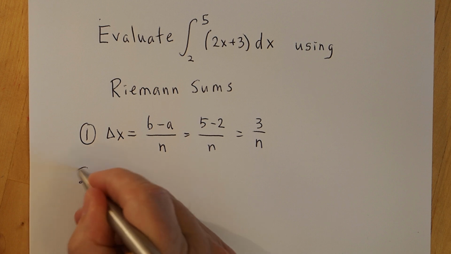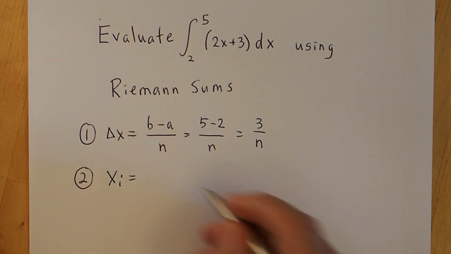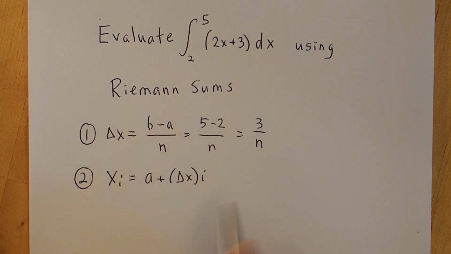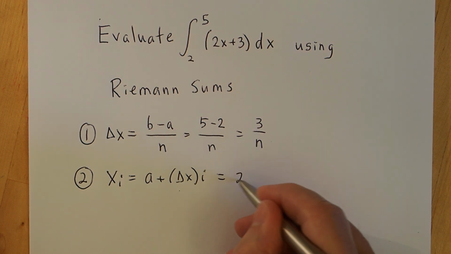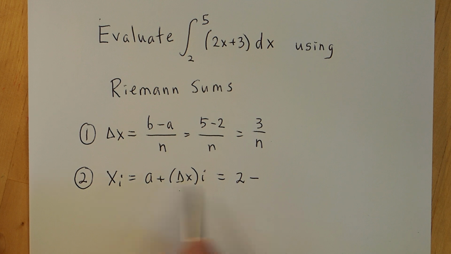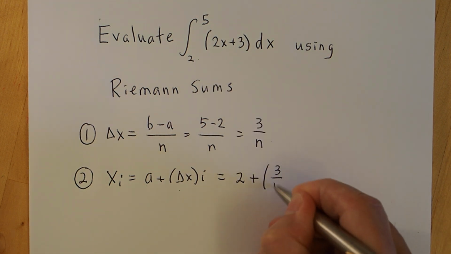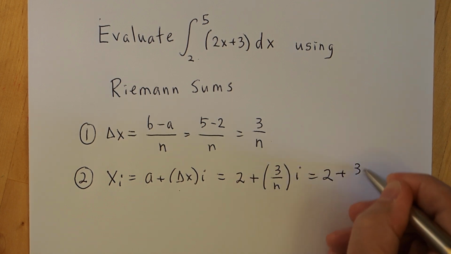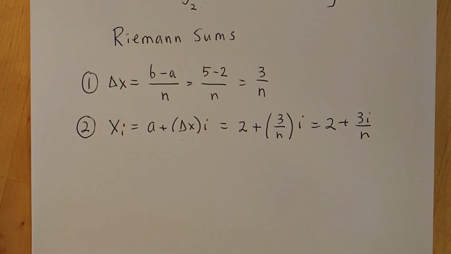The second step is to compute xi. Xi is always equal to a plus delta x times i, where delta x is taken from step 1. This would be 2, remember, a is the lower bound of integration, 2, plus delta x times i. And that works out to be 2 plus 3i over n. 2 steps down, 2 to go.